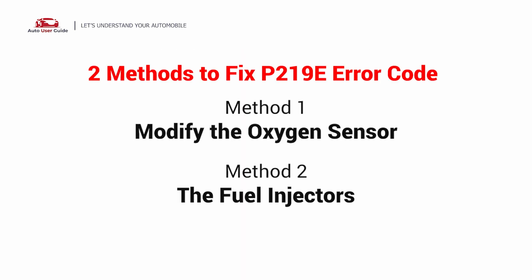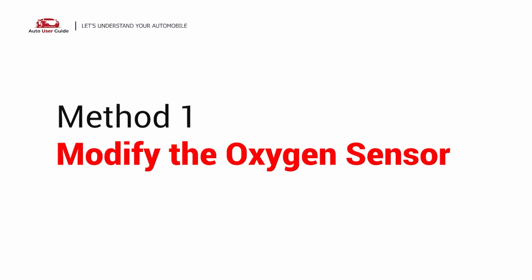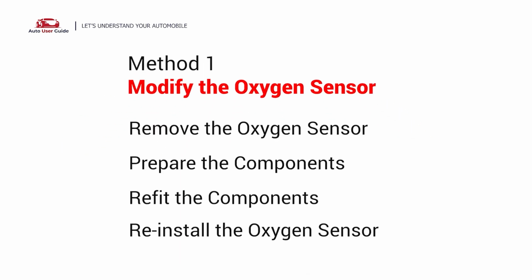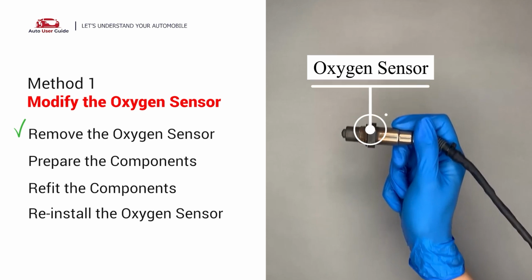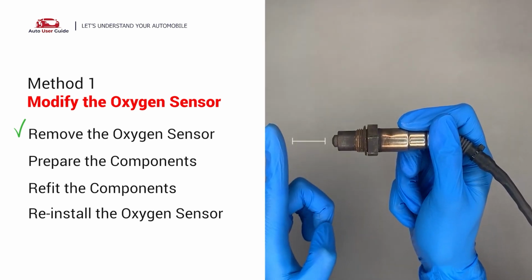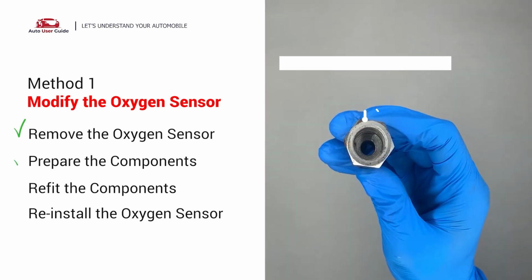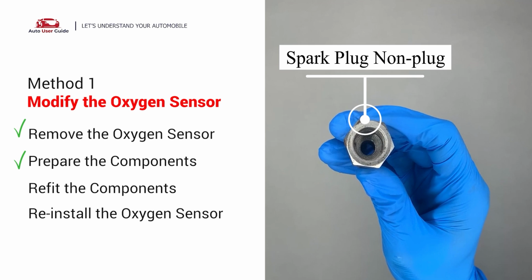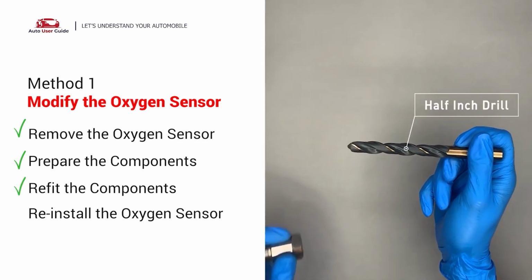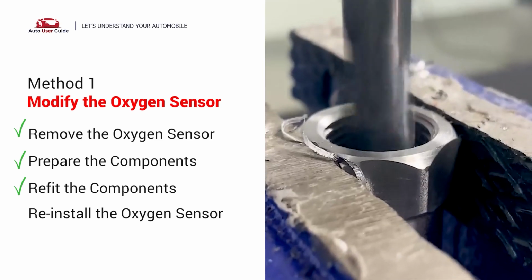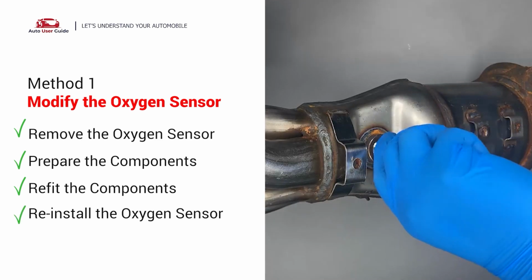Here are 2 simple DIY methods you can try to solve this problem. Method 1: Modify the oxygen sensor. You can remove the oxygen sensor from the converter by putting extra space between the sensor and the converter. Then get the smart plug non-fouler, which now has enough space to fit into the oxygen sensor, and use a 1/2-inch drill to refit it. By doing this, put them together and put back on the catalytic converter.